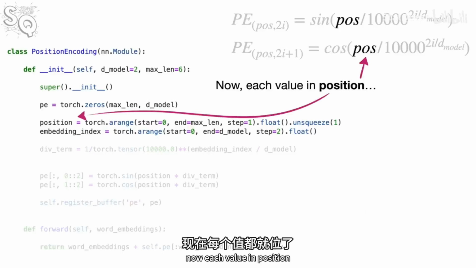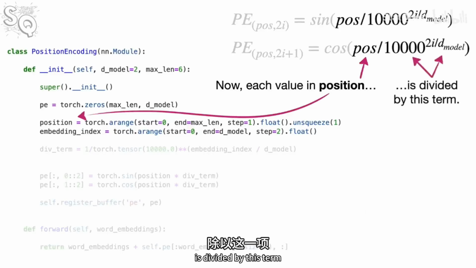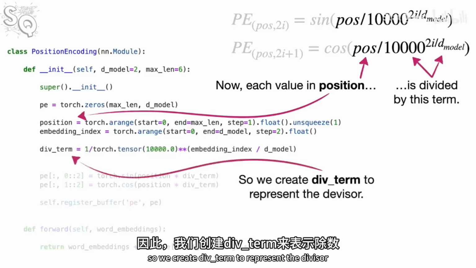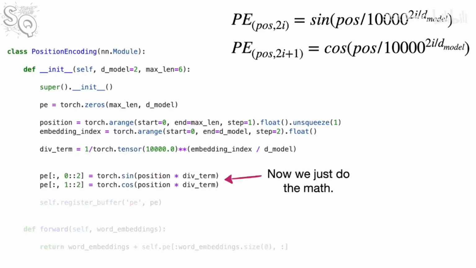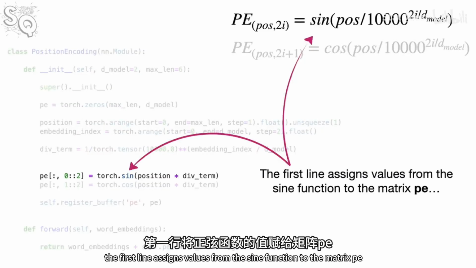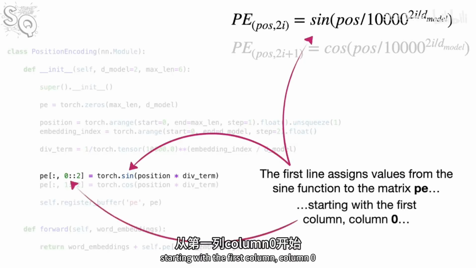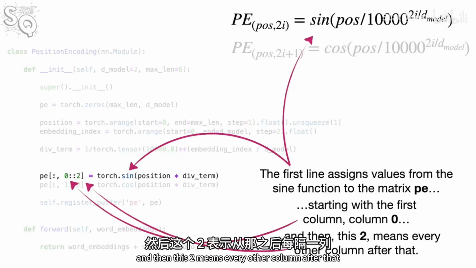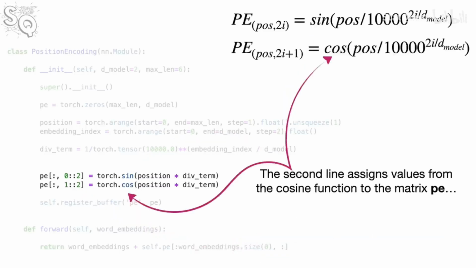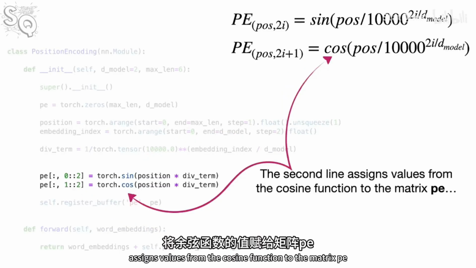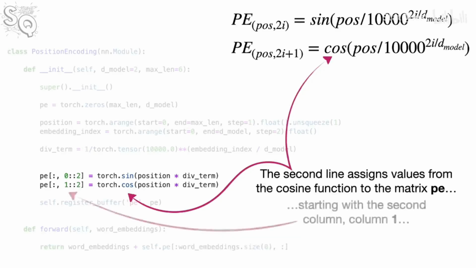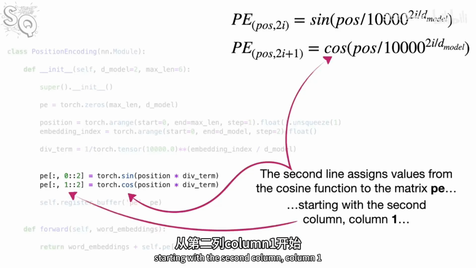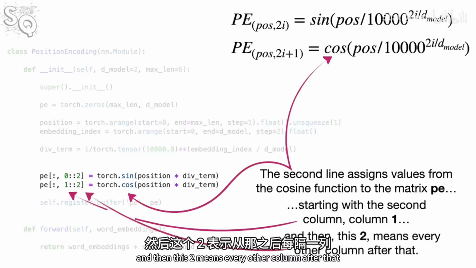Now, each value in position is divided by this term. So we create div_term to represent the divisor. Now we just do the math. The first line assigns values from the sine function to the matrix pe, starting with the first column, column 0, and then this 2 means every other column after that. The second line assigns values from the cosine function to the matrix pe, starting with the second column, column 1, and then this 2 means every other column after that.